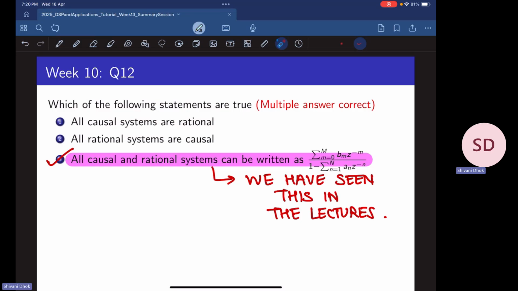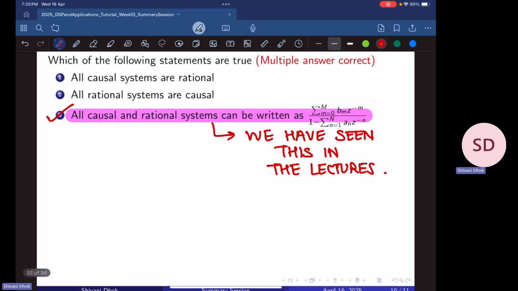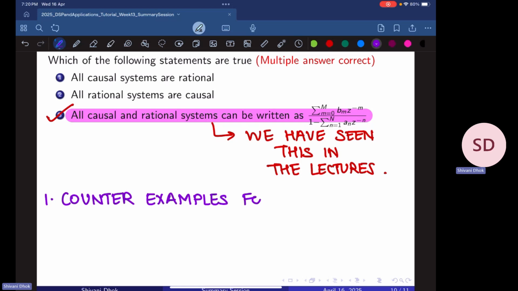Now if we want to prove something, we need to prove it for all the cases. But if we want to disprove something, one counter example is sufficient. So now we'll try to construct some counter examples for both of these cases. Let us first look at the first option. First thing that we will do is figure out counter examples for option 1.